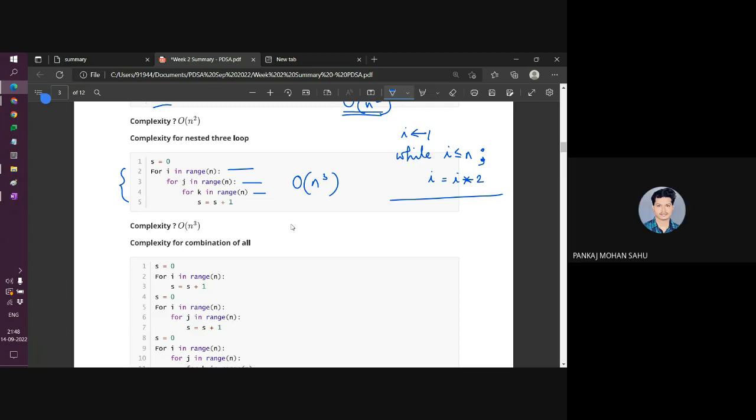Ma'am, infinite. Why? Root n, because i is not incrementing. No, i is not incrementing additively, but it is incrementing multiplicatively. From 1 it will become 2, then 2 it becomes 4. It is incrementing, I guess. Can you tell me? Somebody was saying n by 2, somebody was saying n to the power something. Yeah, it's log n actually.